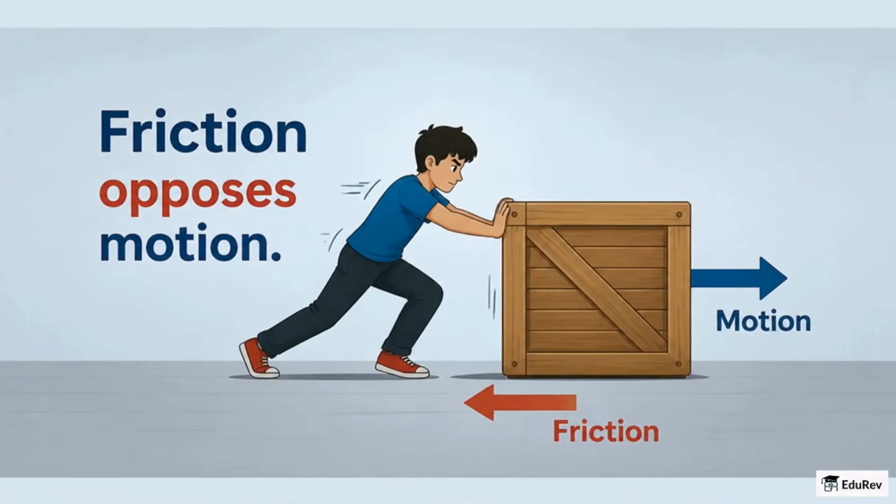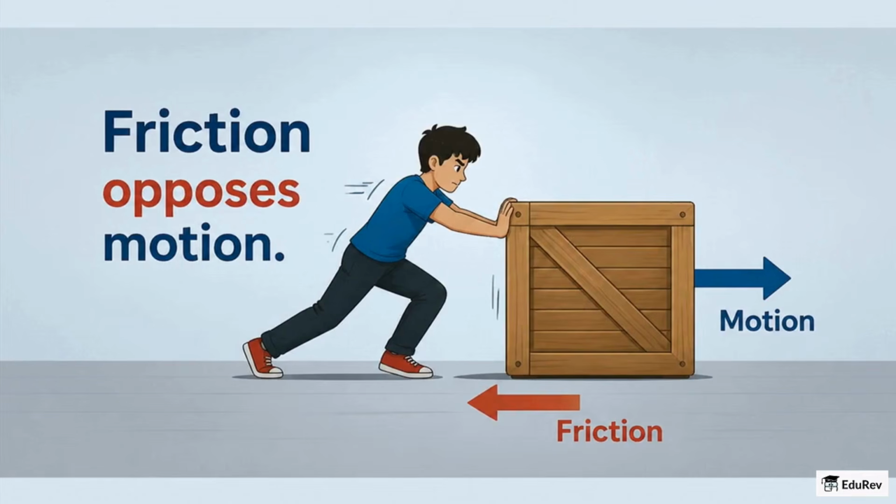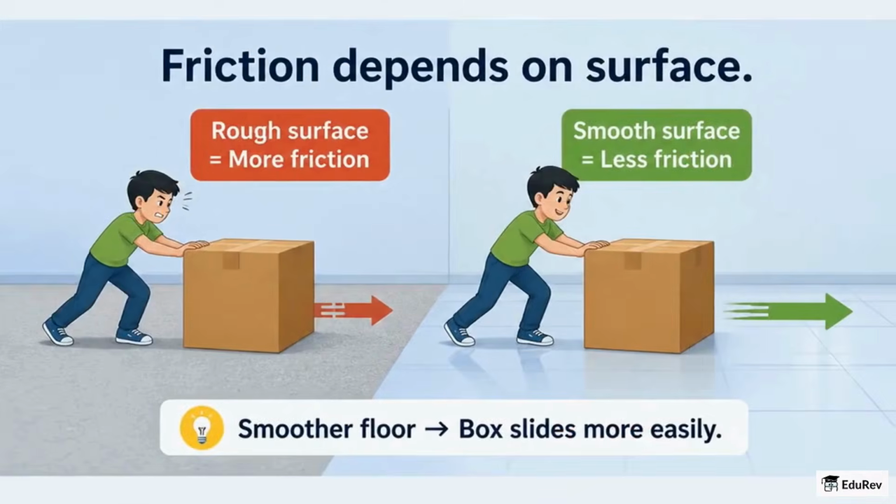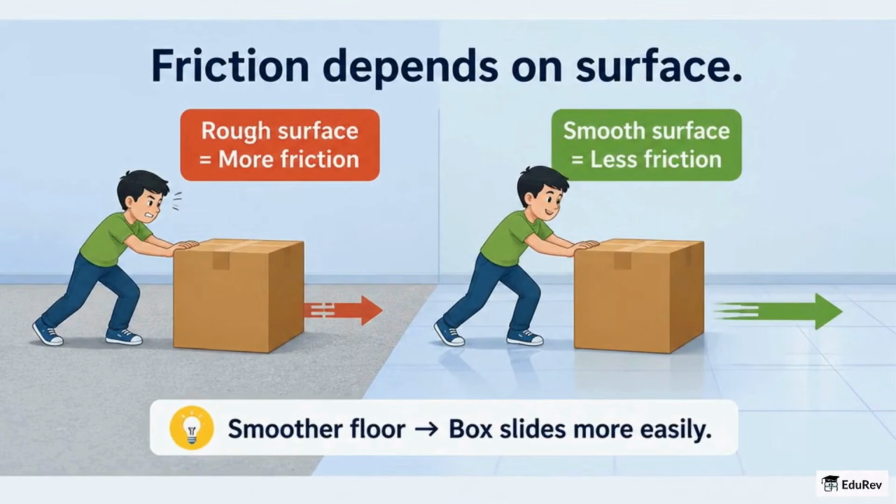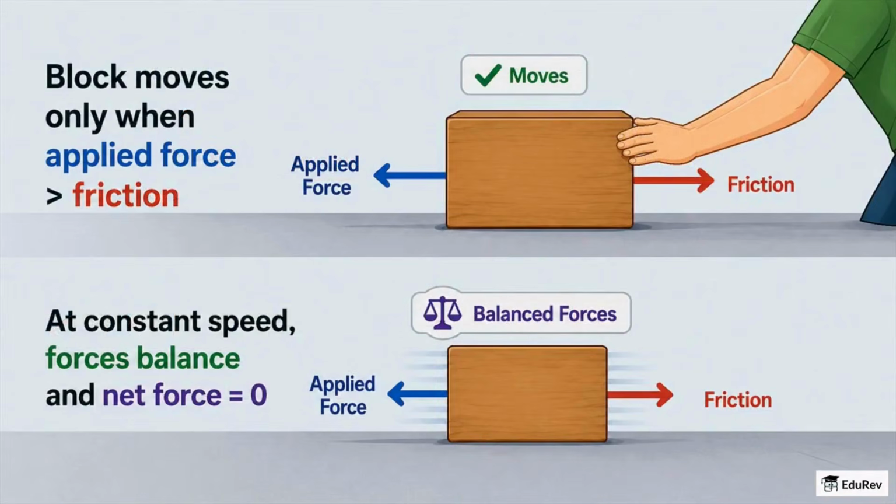Friction is an important force that acts opposite to motion between surfaces that touch. Rough surfaces give more friction, and smooth surfaces give less. So a smoother floor makes a box slide more easily. A block moves only when the applied force is larger than friction, and when it moves at constant speed, the forces balance and net force is zero.